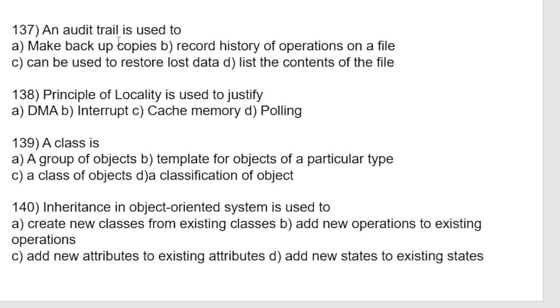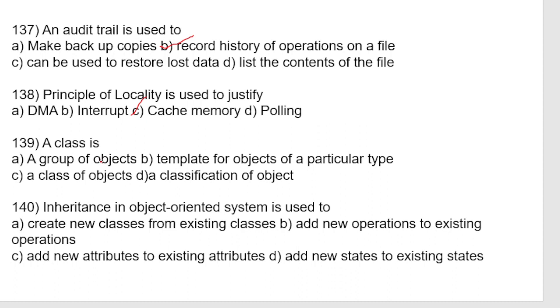An audit trail is used to make backup copies, record history of operations on a file, restore lost data, or list the content of the file. The answer is B, record history of operations on a file. The principle of locality is used to justify DMA, interrupt, cache memory, polling. It is cache memory.